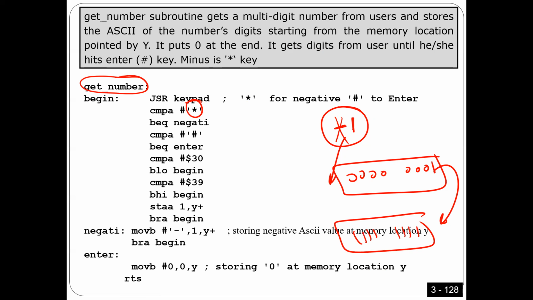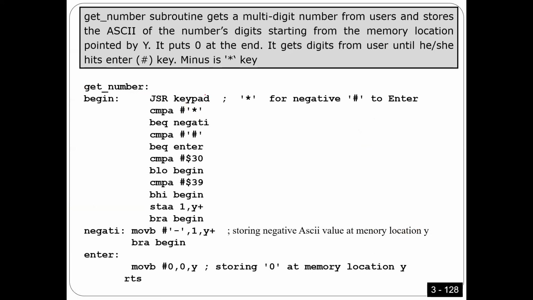You got what I'm saying? So if you have any negative number, you can just ignore the negative, get the positive version, and calculate the negative. Okay, the 2's complement. Anyway, so here, as you see here, guys, number one, I'm gonna call keypad.